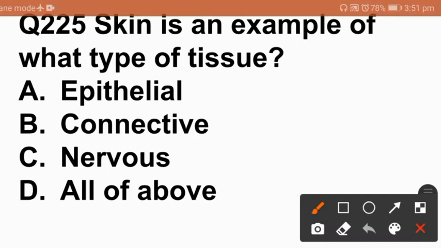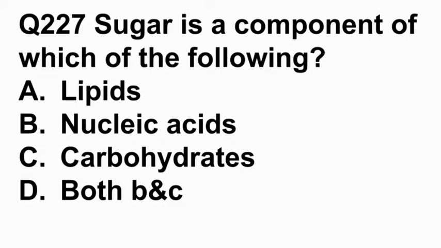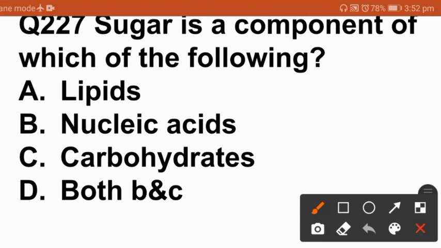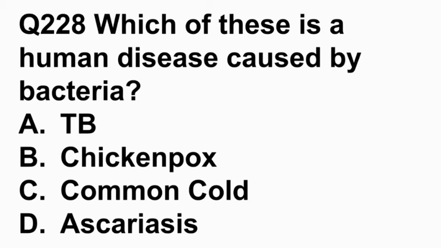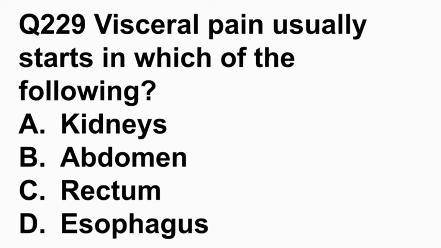Where does digestion of protein begin? C. Stomach. Sugar is a component of which of the following? C. Carbohydrates. Which of these is a human disease caused by bacteria? A. TB. Visceral pain usually starts in which of the following? B. Abdomen.